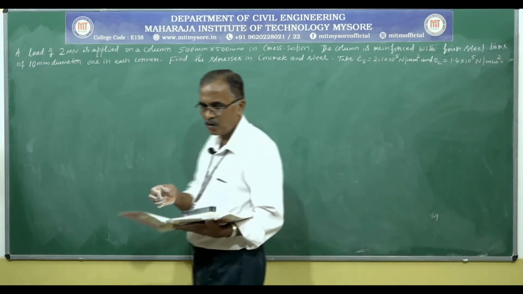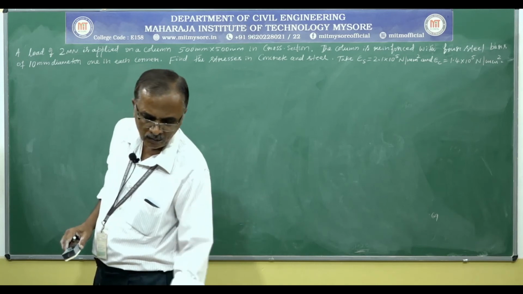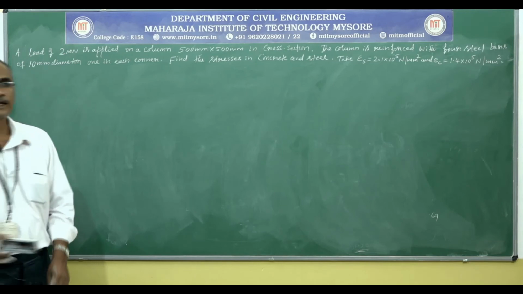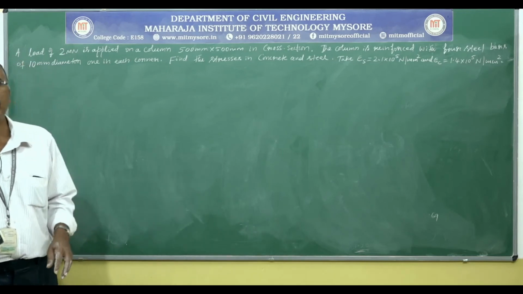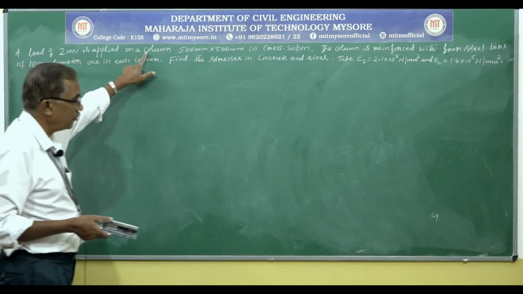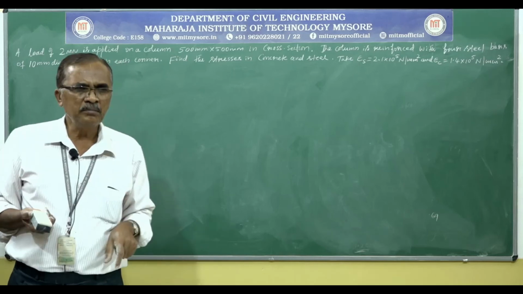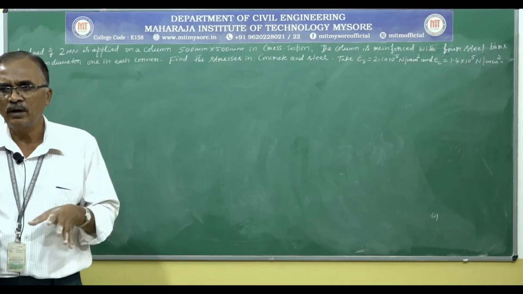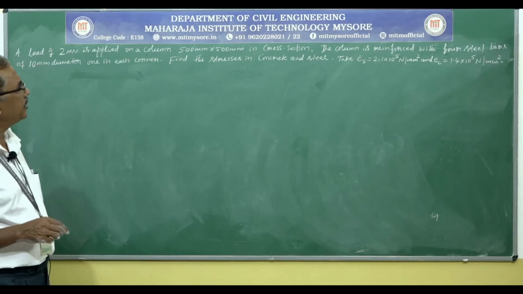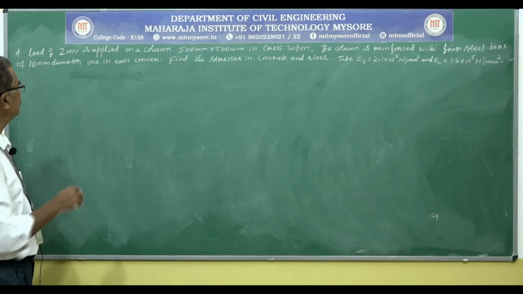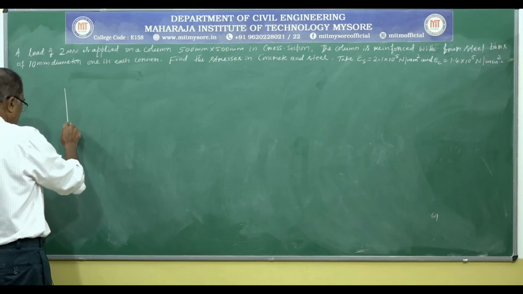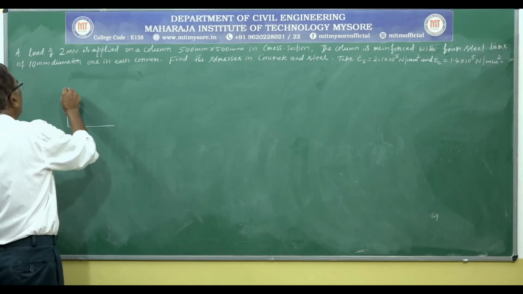Again it's an interesting problem, the column we considered for understanding the compound bar or composite bar. A load of 2 meganewton is applied on a column. Column may be a steel column, a wooden column, or a stone column. Here the column considered is an RCC column of 500 mm by 500 mm cross section. Let us consider the cross section of the column, a square column.